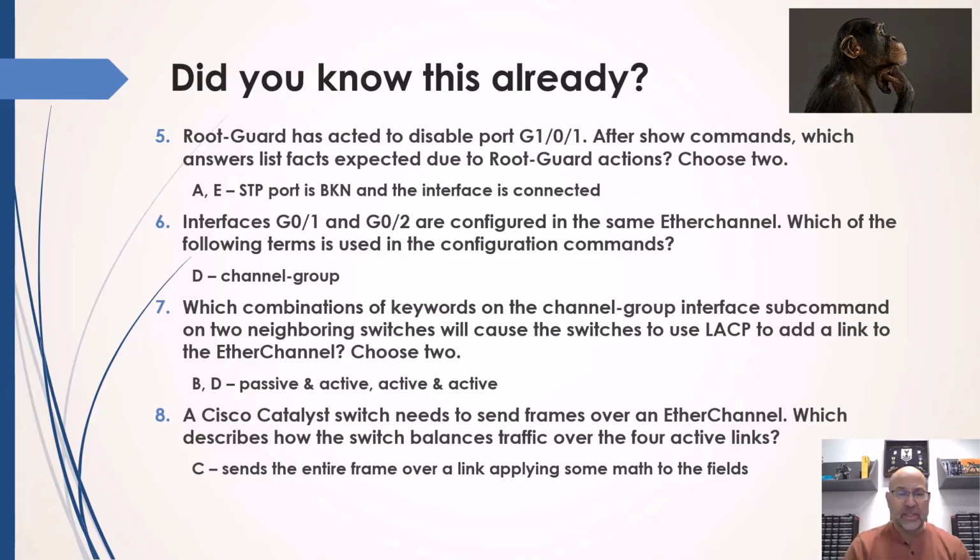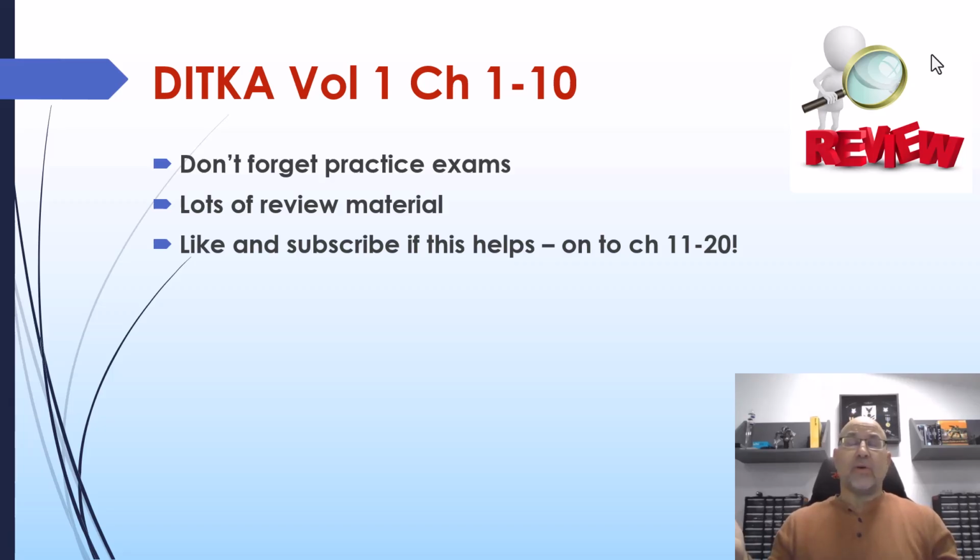Question number 8, a Cisco Catalyst switch needs to send frames over an EtherChannel. Which describes how the switch balances traffic over the 4 active links? Okay, this has to do with load balancing, and so what we have to realize is that there's a mathematical calculation based on the fields that determines over which link the frame will be sent. So there we go.